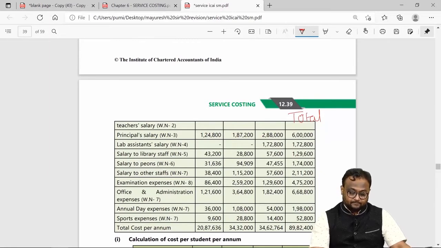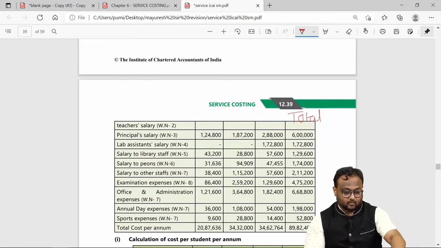Is this part clear? Absolutely. Wonderful.